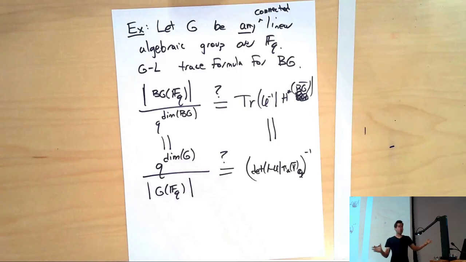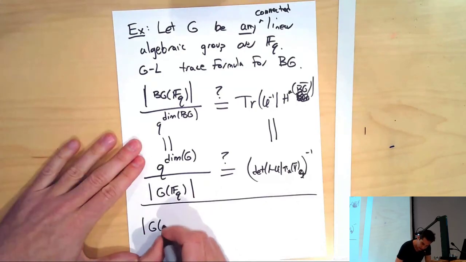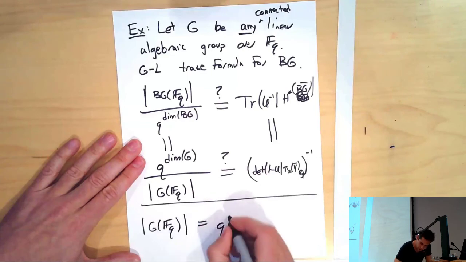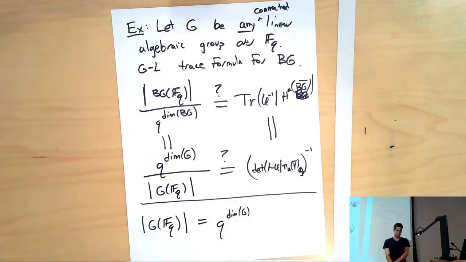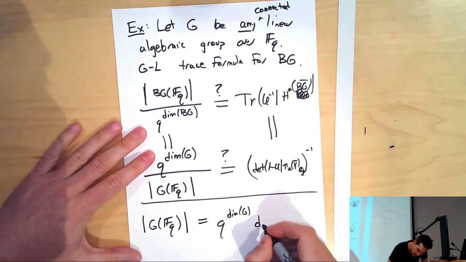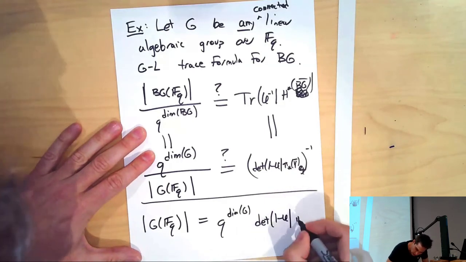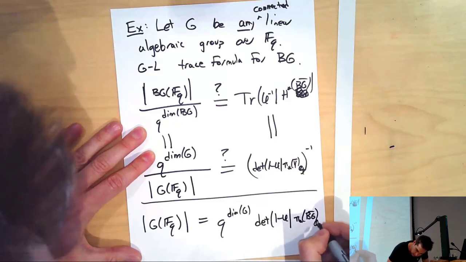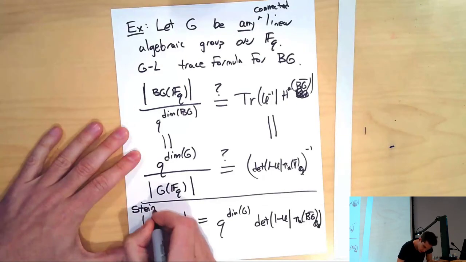And so if you clear some denominators, what this is giving you is a formula for the number of F_q points of G. This is equivalent to saying that the number of F_q points of G is q to the dimension of G, that's your naive estimate for how many F_q points there should be, times a correction factor. And that correction factor is the determinant of 1 minus the Frobenius on the homotopy groups of BG. And this is called Steinberg's formula.